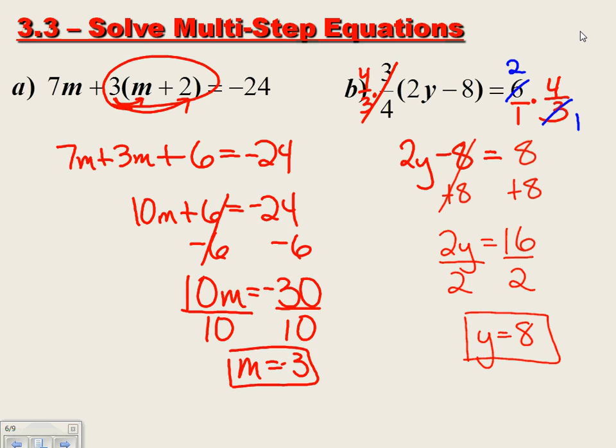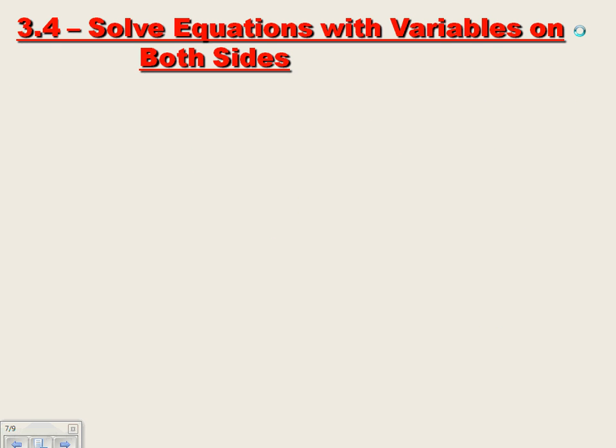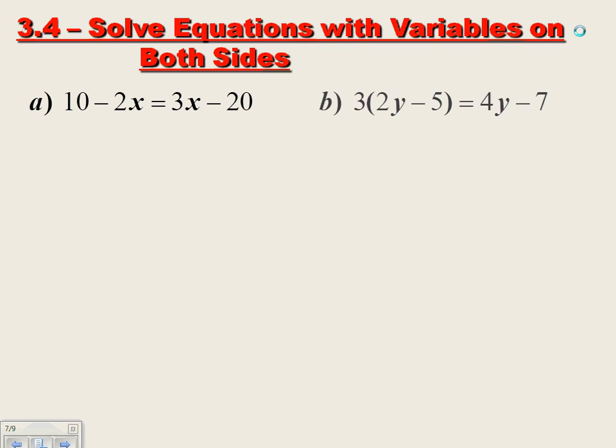Okay, next problem. This is 3.4. In this case, we have variables on both sides of the equal sign. For letter A, I have 10 minus 2x equals 3x minus 20. If you guys do not recall, the general rule I gave you guys was first cancel the smallest variable. I have a 3x and then I have a negative 2x. Which one is smaller? That's negative 2x. So the way I cancel that negative 2x, or minus 2x, is add 2x to both sides.